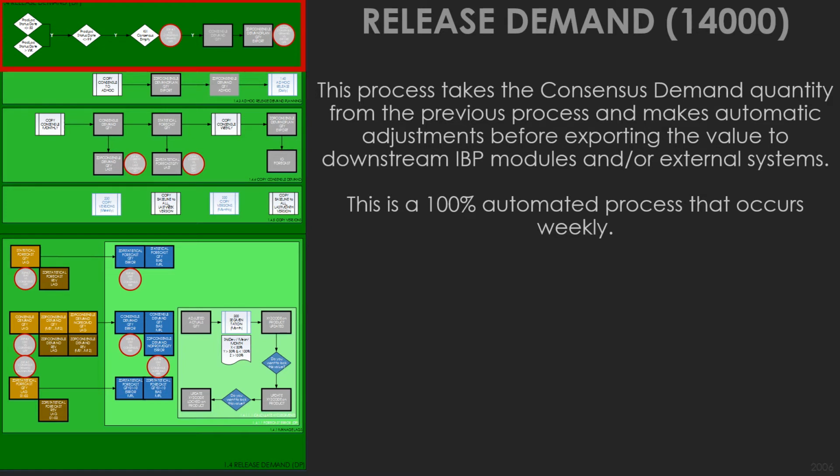Release demand. This process takes the consensus demand quantity from the previous process and makes automatic adjustments before exporting the value to downstream IBP modules and/or external systems. This is a 100% automated process that occurs weekly.